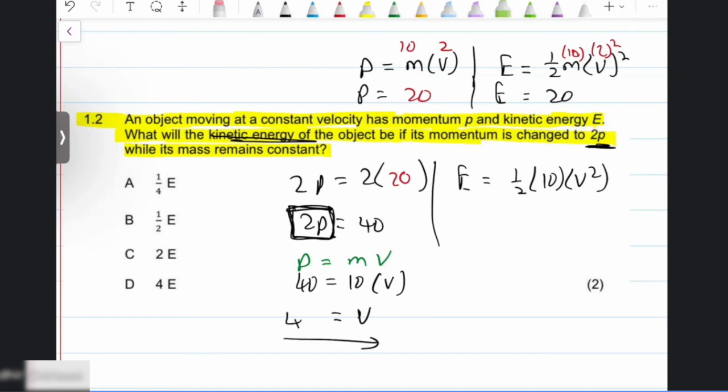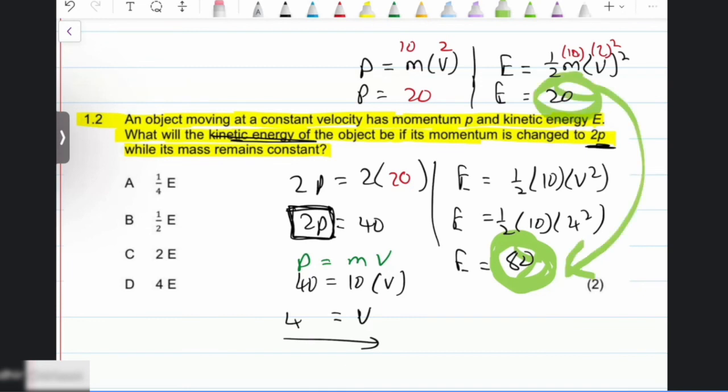Now, if I make this a 4 here, so I have a half of 10 times 4 squared, what is happening to my energy value now? It's going to be a half times 10 times 4 squared, which is now going to be 80. So my energy has gone from 20 to 80. That means I'm dealing with 4 times the kinetic energy that I had. So that's D. I hope that makes sense, guys. If you want me to run through that again, let me know.